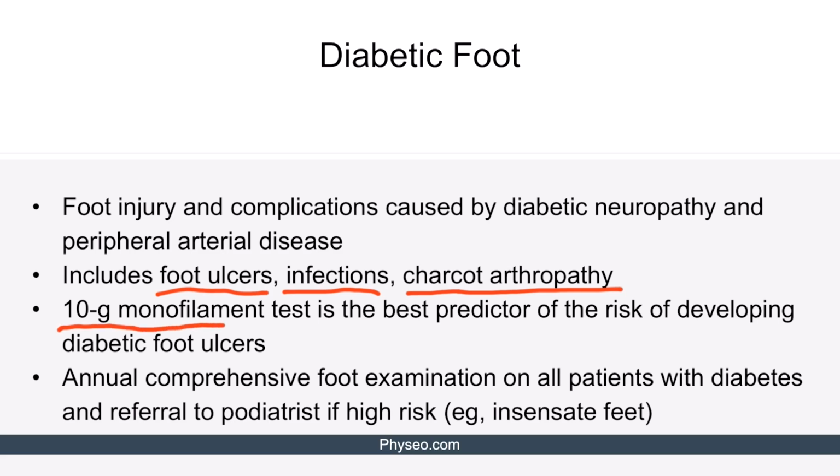Now, a 10-gram monofilament test is a test to detect the pressure sensation in the feet. And actually, this is the best predictor of the risk of developing a diabetic foot ulcer. So this should be done routinely on diabetic patients. You want to see if they can feel that filament.